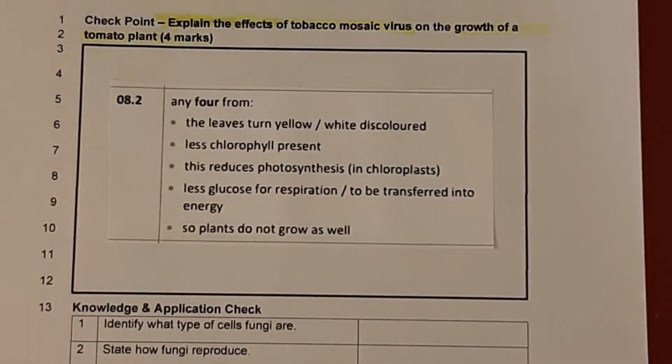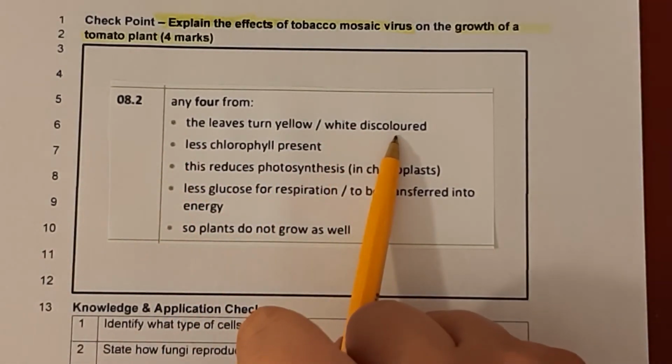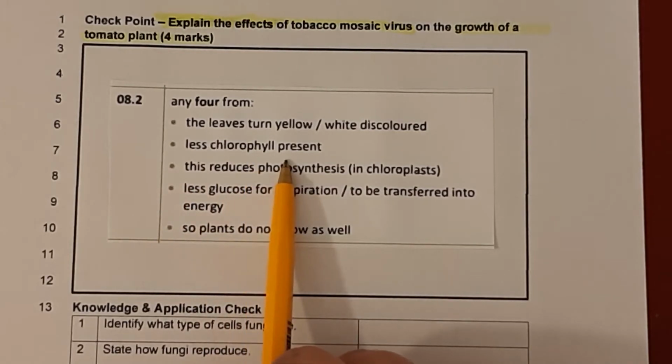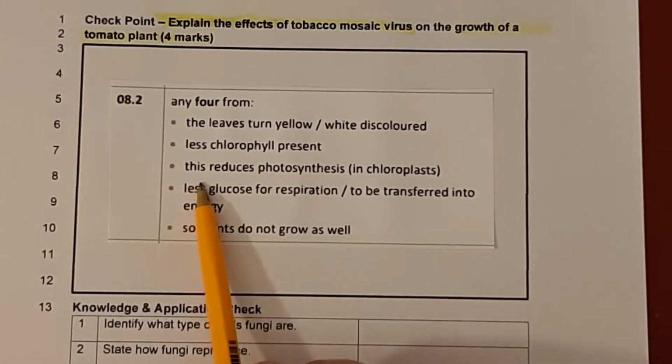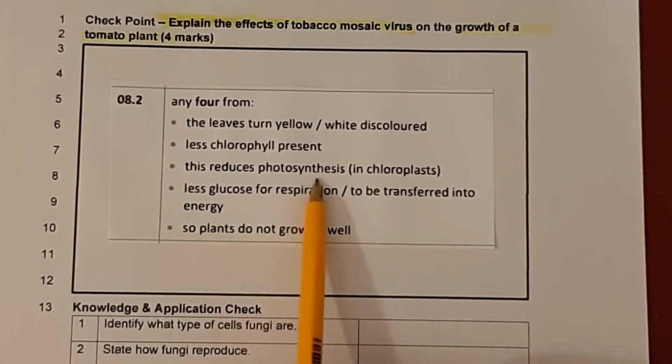Okay, so there are 5 points available to gain marks from, and you only need 4 of them. So 1 mark for each of them. If you said the leaves turn yellow or white or discoloured, you get a mark. If you said there's not as much chlorophyll, then you get a mark. If you said that photosynthesis is reduced, then you get another mark.